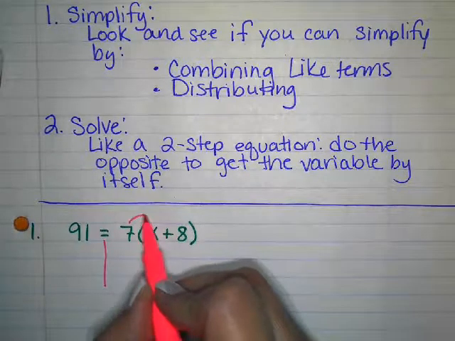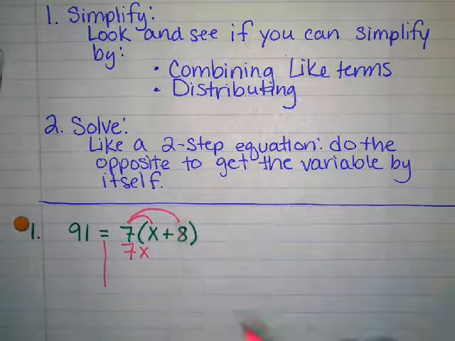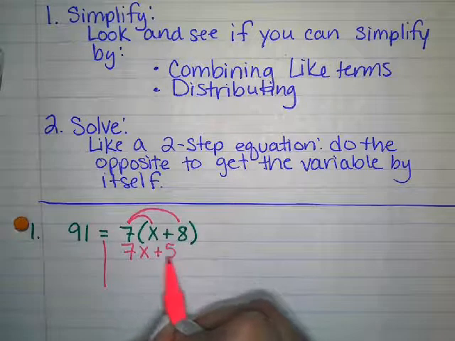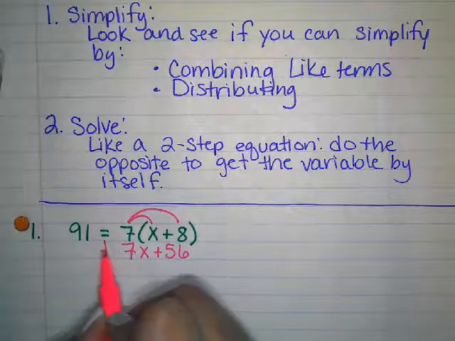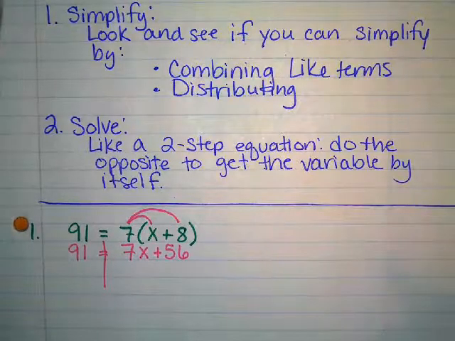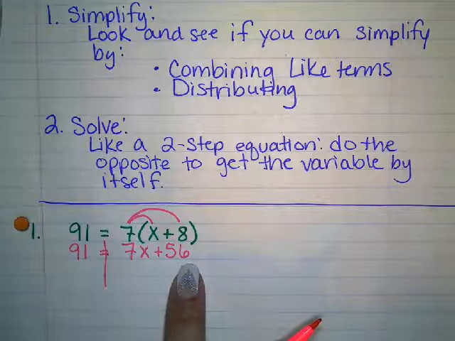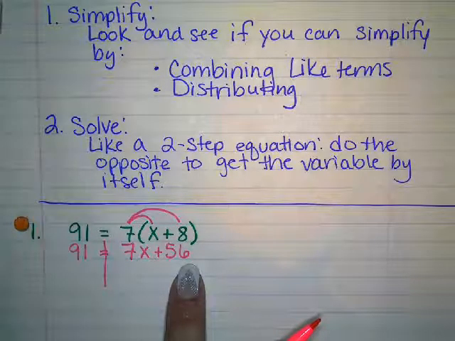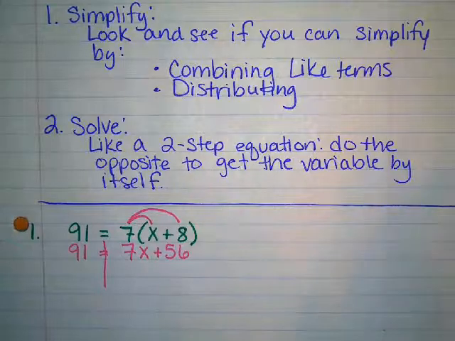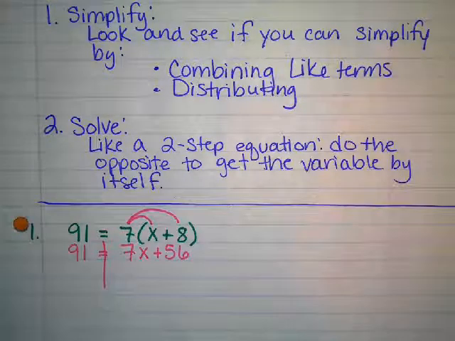So to simplify, 7 times x gives me 7x. And 7 times 8 gives me a positive 56. Nothing changed on the left-hand side, so I'm just going to bring down that 91. Now, again, I'm going to check to see if I can combine like terms or distribute anything more, and I cannot. So now I have a two-step equation, so I can move on to step 2, which is to solve.